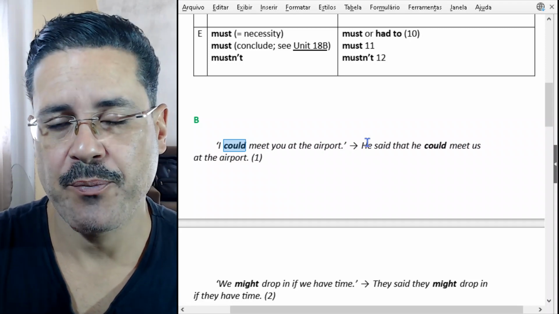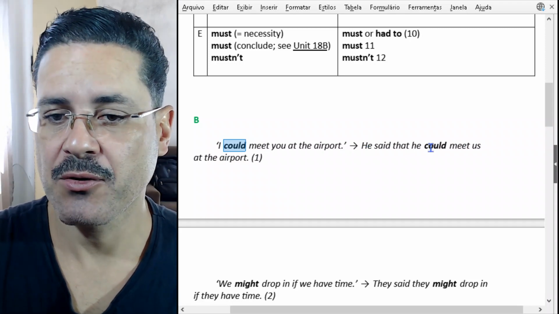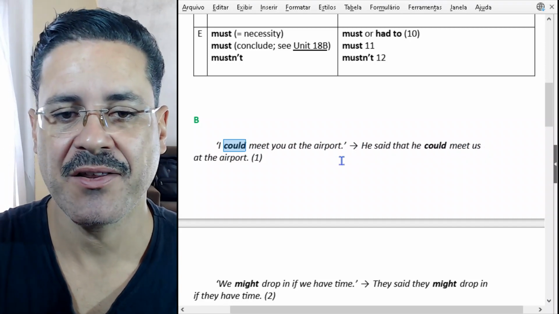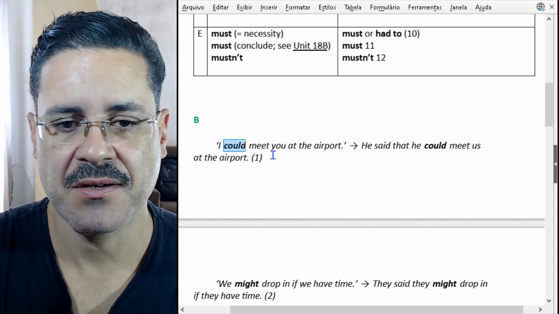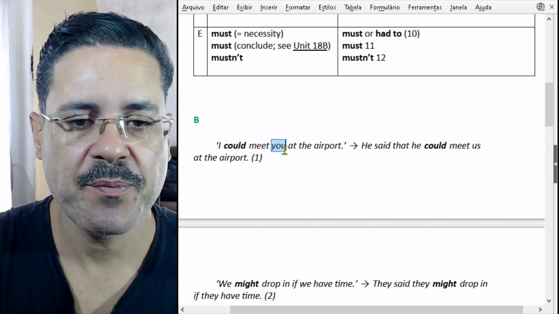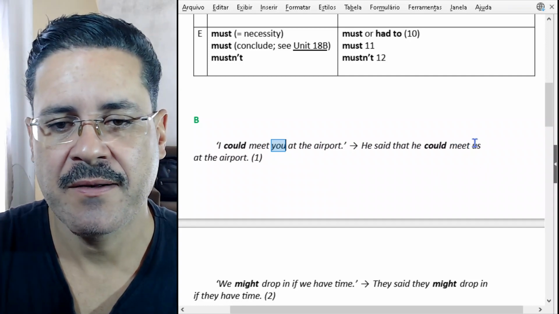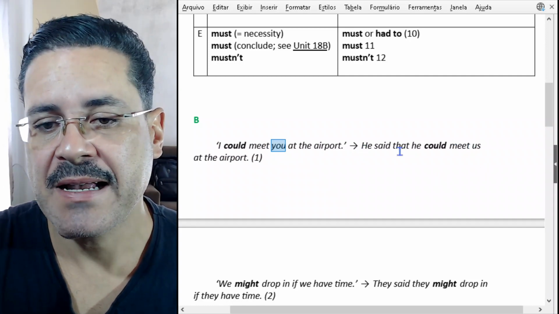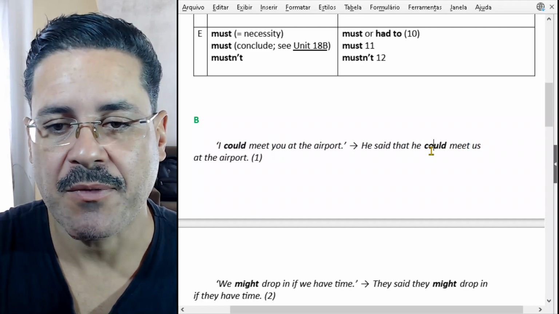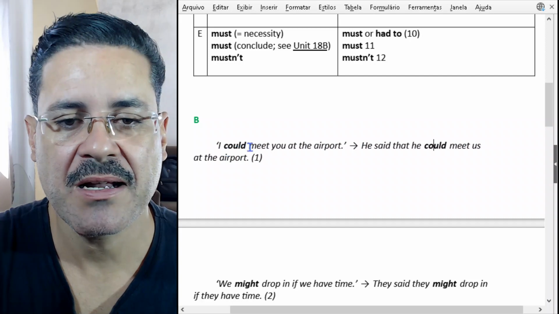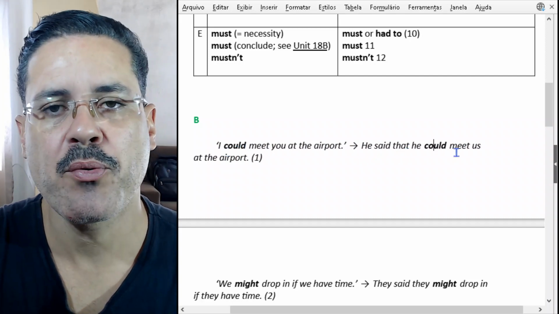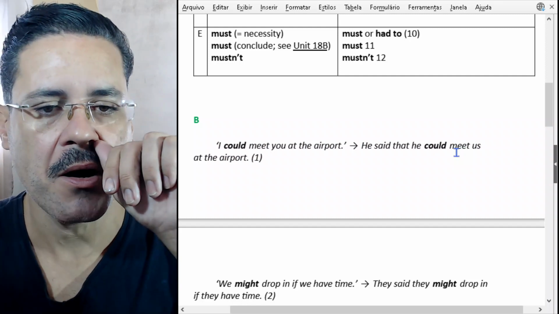Now he is reporting it. He said that he could meet us at the airport. The only thing that changes is the pronoun. Here we say I could meet you. He's reporting, so he said that he could meet us at the airport, but the verb stays the same. I could meet you at the airport. He said that he could meet us at the airport. We're reporting something that happened in the past.